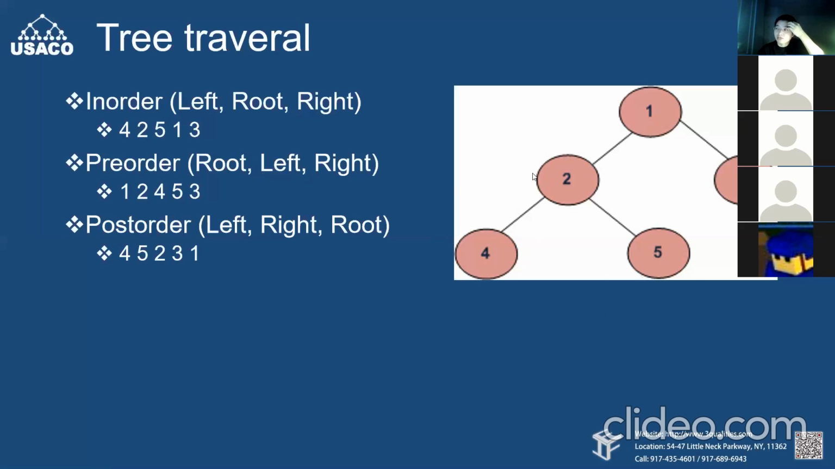If you look at the left subtree, again, I need to do root, left, and right, right? So the order is what? Root is 2, left is 4, right is 5, right? After we complete the whole left side, we go to the right part. Right part is 3 only. Clear? Okay. Do you understand?